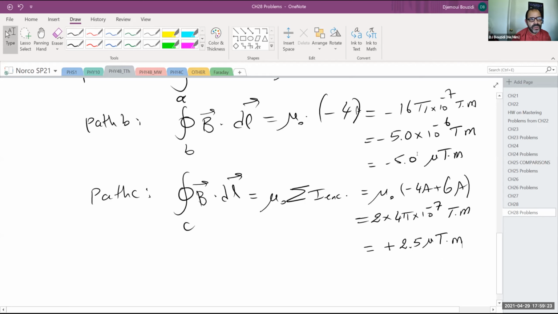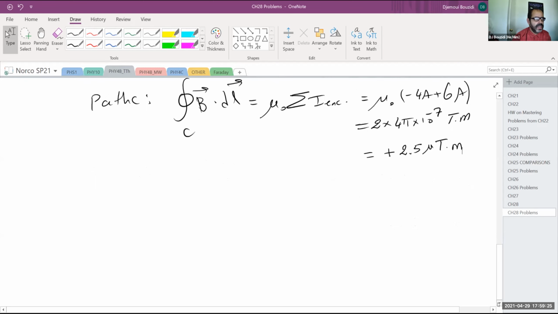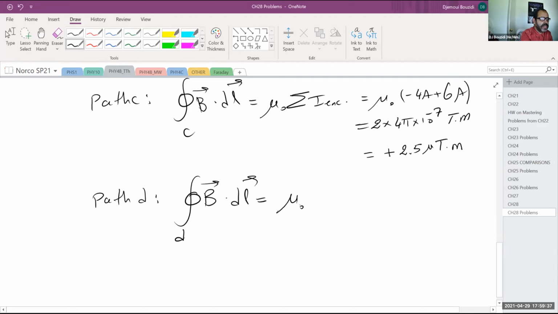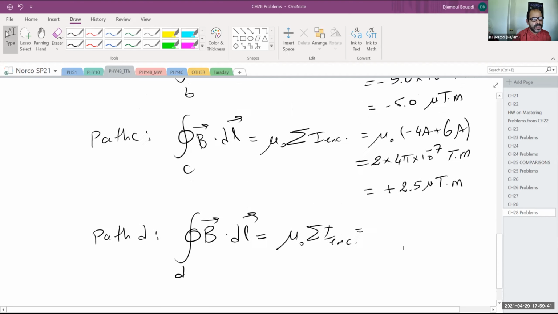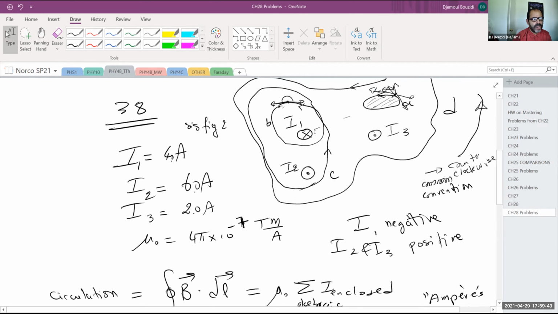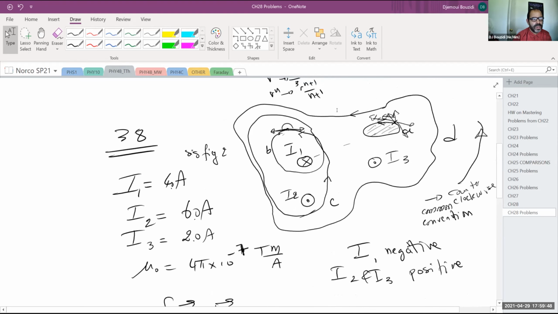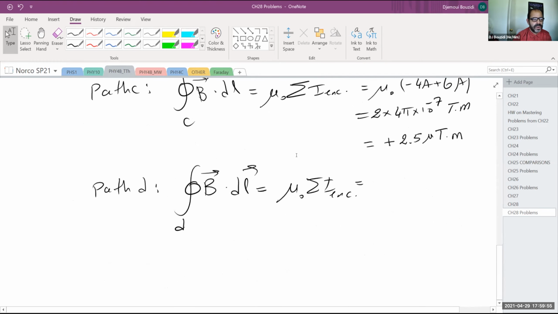I'm just taking advantage of the result that was done before. Finally, on path D, the circulation on path D of B dot dl is going to be mu naught, again, sum of all of the enclosed currents. And path D actually encloses all of the currents that I mentioned before, I1, I2, and I3, albeit I1 is still negative in here on this path because we're doing the circulation in counterclockwise, whereas this contribution should be in the clockwise direction. So it's going to be in the negative direction.